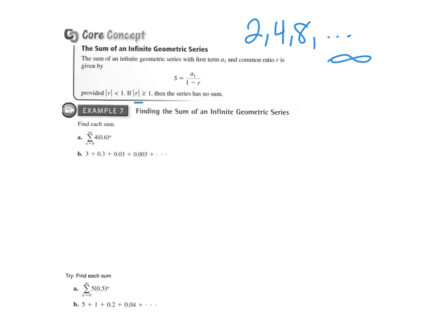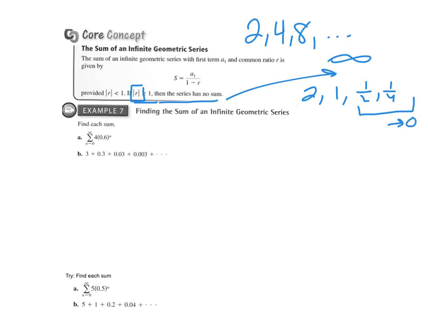So what they say is that if the absolute value of your ratio is greater than or equal to 1, it has no sum because it goes on forever. If your ratio is less than 1, a fraction, so let's do instead 2, and then multiply by a half. So 1, a half, a quarter. What you should notice is that these numbers are getting smaller and smaller and smaller. So they approach 0, which is kind of strange. So what ends up happening is you basically get only the sum of the first few terms.